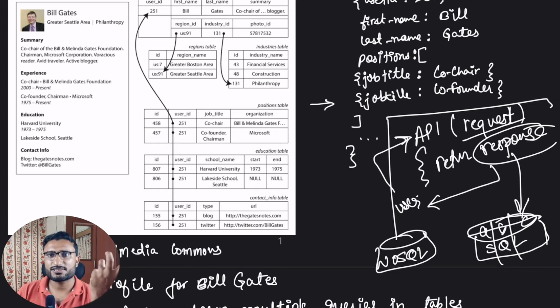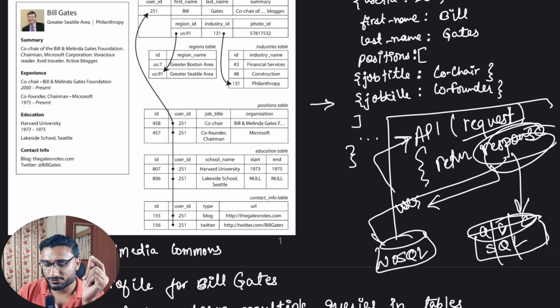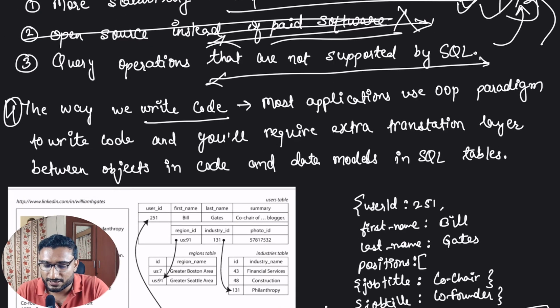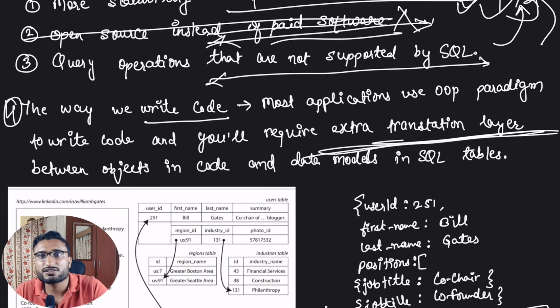In a non-relational database, what specifically happens is you can directly dump this response. You don't have to do the conversion in between. That's the point where NoSQL shines. You will not have to write any conversion logic in between. That's what we have written here. You will not have to maintain an extra translation layer in the case of a NoSQL database that you will have to in the case of SQL databases.